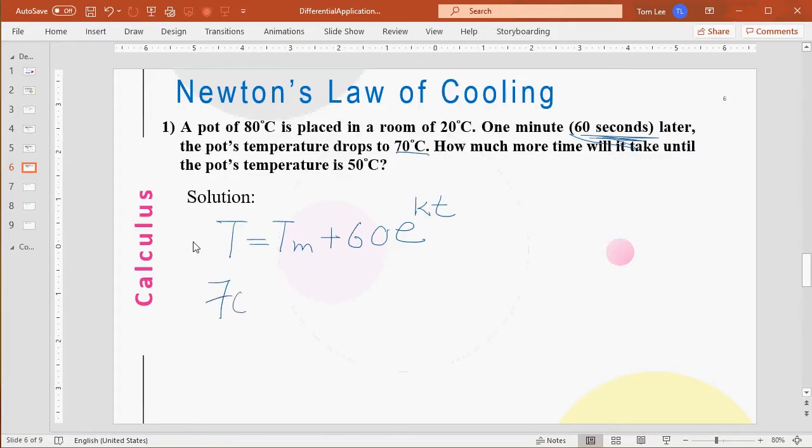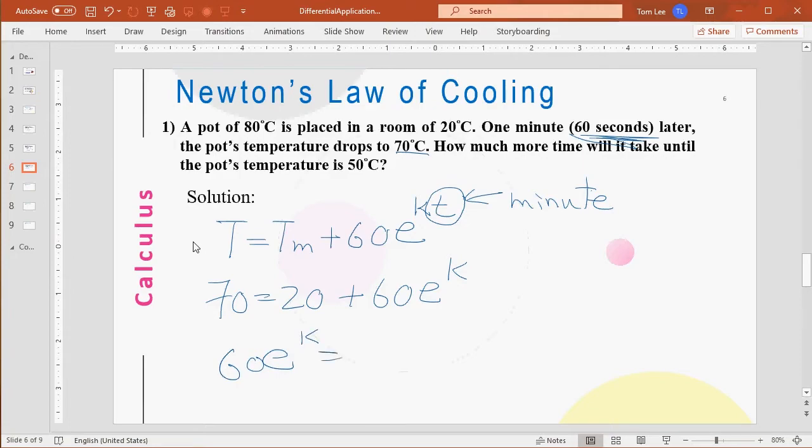So we got 70 equal to 20, the room temperature is the same, we assume, plus 60 e to the power k. Here we are using minutes, so t is 1. So e to the power k, 60 e to the power k is equal to 50. And then e to the power k is equal to 50 over 60, that means 5 over 6.